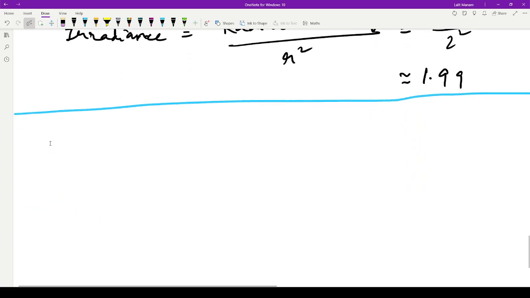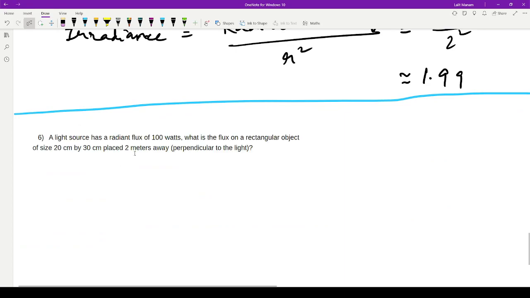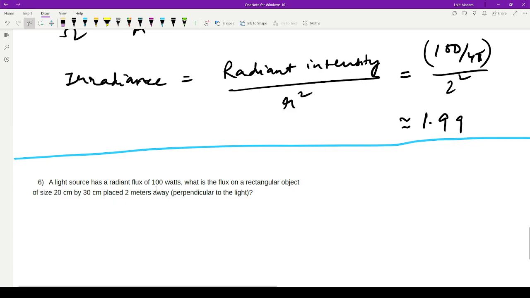So we move on to the next question, which has similar things. So we again have radiant flux, and I have an object which is placed 2 meters away. So what does this mean? The irradiance is the same, right? We have just used these two quantities to compute irradiance. It has nothing to do with the object size. Irradiance is still the same. I can write it as one. And then we are given the size of the object as well.